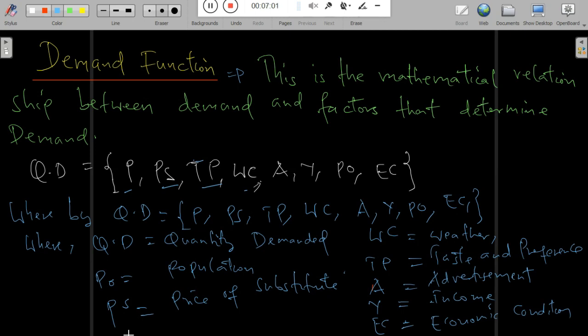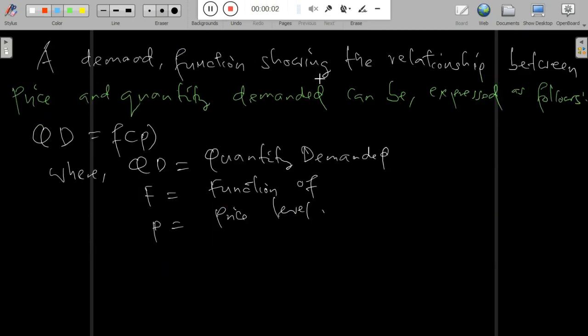So a demand function showing the relationship between the price and the quantity demanded can be expressed as follows. As you can observe, the quantity demanded is a function of P, the PS, that is the price of substitute, WS, that is weather condition, and A, the advertisement. Y is the income, and PO is the price. E is economic conditions. So the demand function is a mathematical relationship between demand and the factors that determine demand.